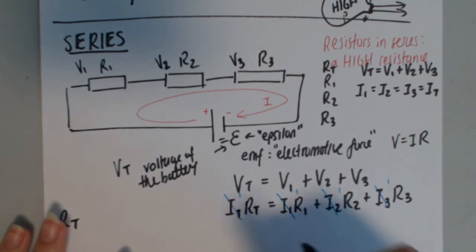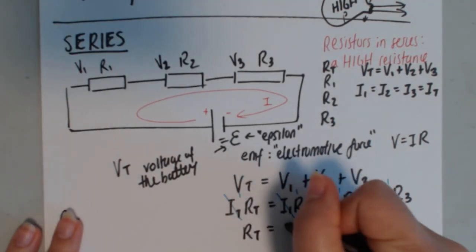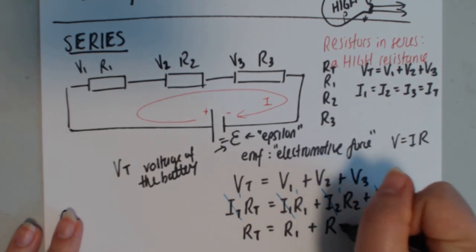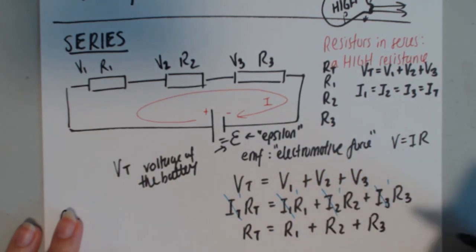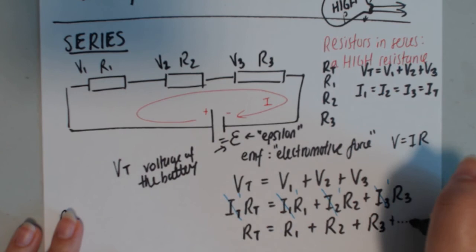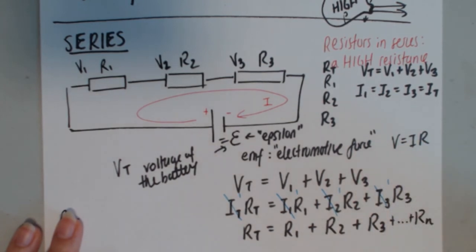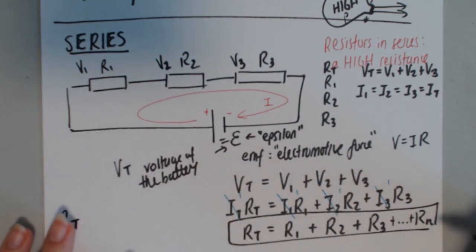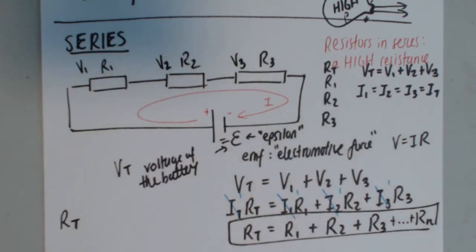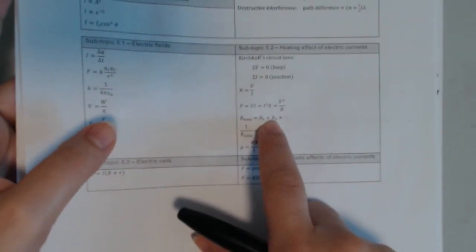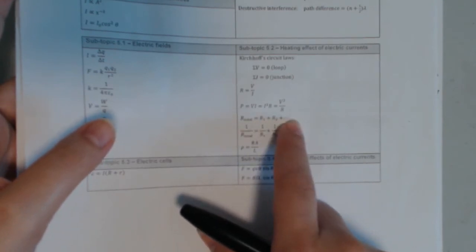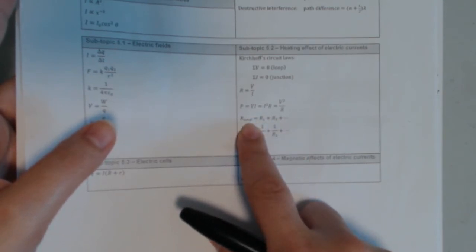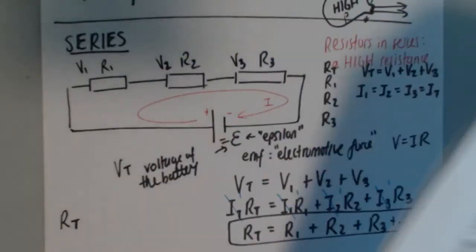And so, what do we end up with? We end up with total resistance is equal to R1 plus R2 plus R3. And if you have more resistances in series, it goes all the way to plus Rn, however many you have. So this is the expression for the total resistance in a series circuit. And if you look at your formula booklet, that's right here. R total equals R1 plus R2 plus ... It does not tell you here that this is for a series. You have to understand that yourself.